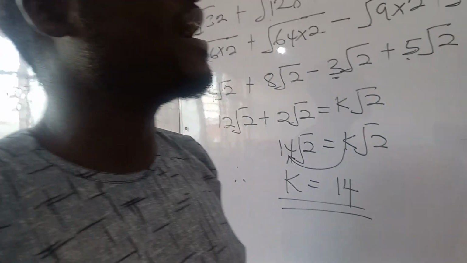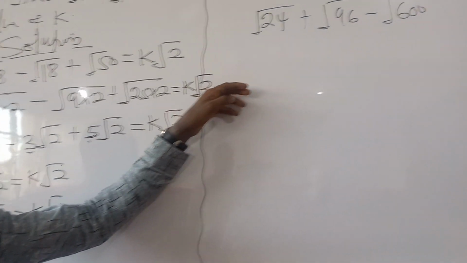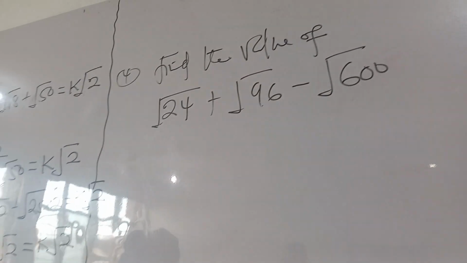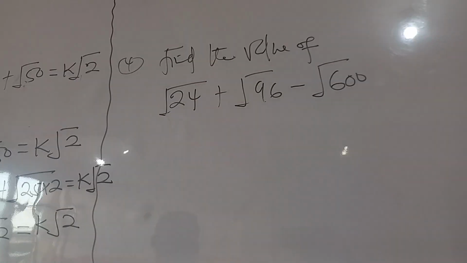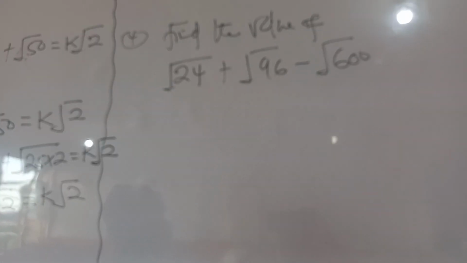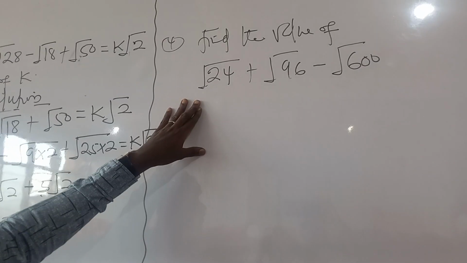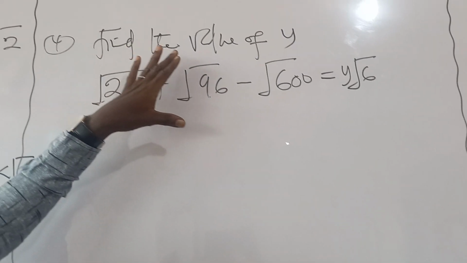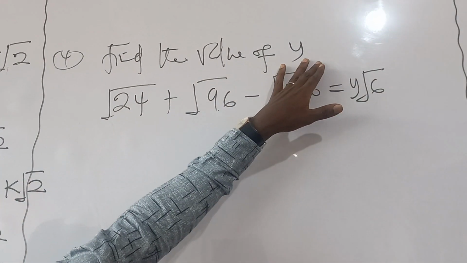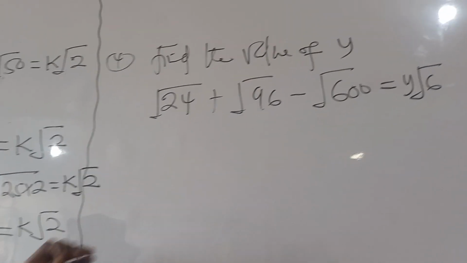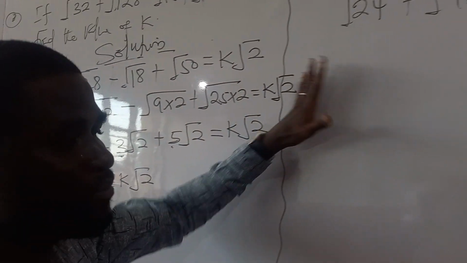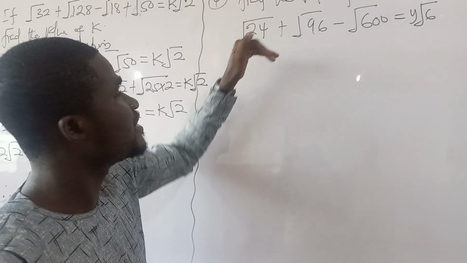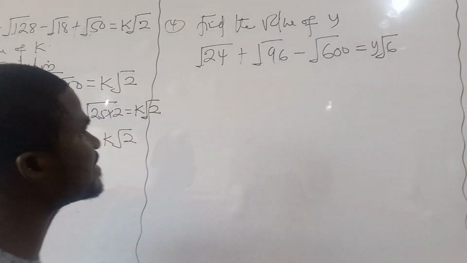Now, let's look at the final answer. Now, this one, quickly, we say we should find the value of what? We should find the value of y. So, the way we did the third example, the same method, the same step, we're going to follow to do your example 4. Quickly, now let's see.